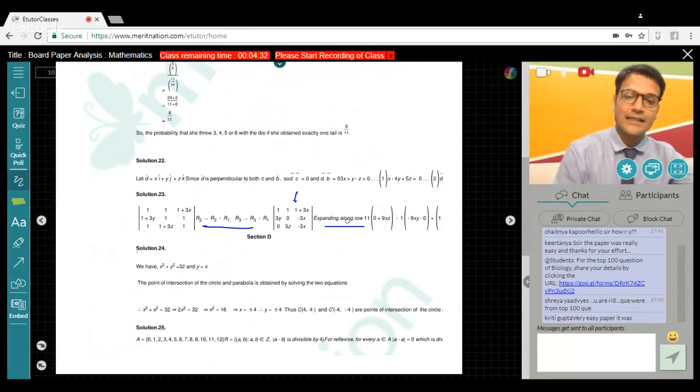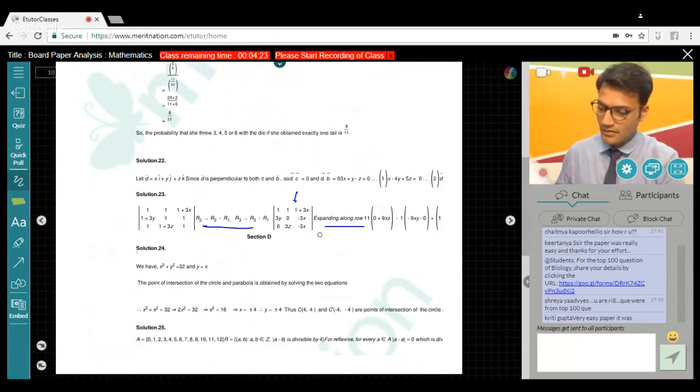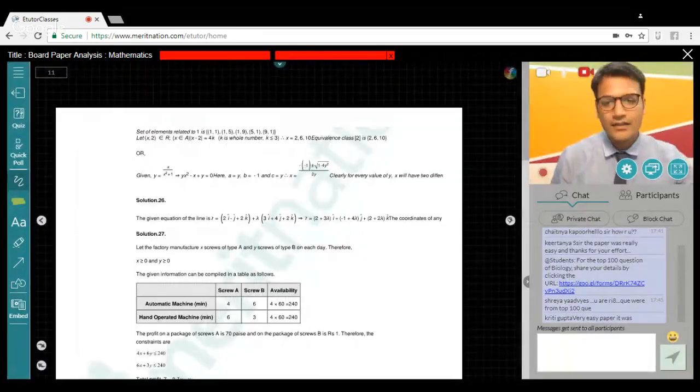Section D, if I say, the questions were of 6 marks. We all know that bit. But I would say, let me just get the paper once. So yeah, section D, question number 1, the first question, which was a question on finding out the area of the region, was pretty easy, very direct.